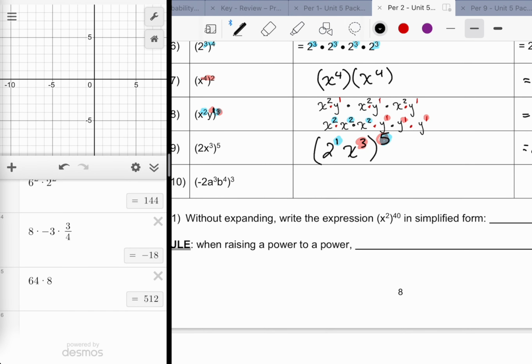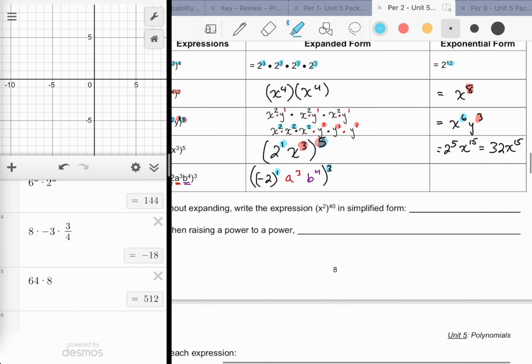So, -2 raised to the first, a to the third, b to the fourth. And again, I'm only writing that -2 to the first power because there was no power indicated for it. But that whole expression is raised to the third power. All right, so right on down the line, multiply each of the powers inside by the power on the outside, and just really kind of log your result over on the right-hand side.